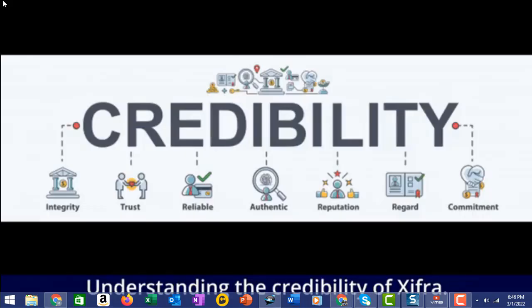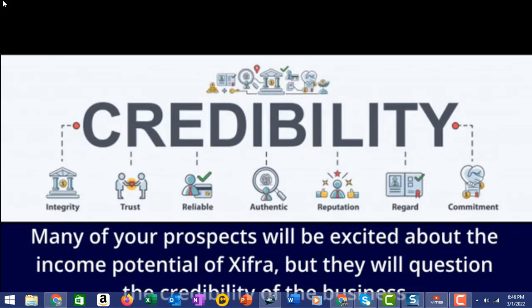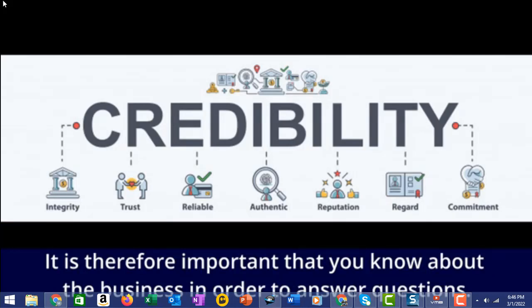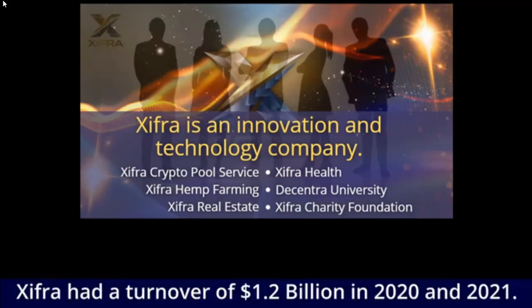Understanding the credibility of Xifra. Many of your prospects will be excited about the income potential of Xifra, but they will question the credibility of the business. It is therefore important that you know about the business in order to answer questions. The Xifra Group owns several companies such as a crypto pool service, hemp farming, health products, real estate, and the Decentra University. Xifra had a turnover of $1.2 billion in 2020 and 2021.